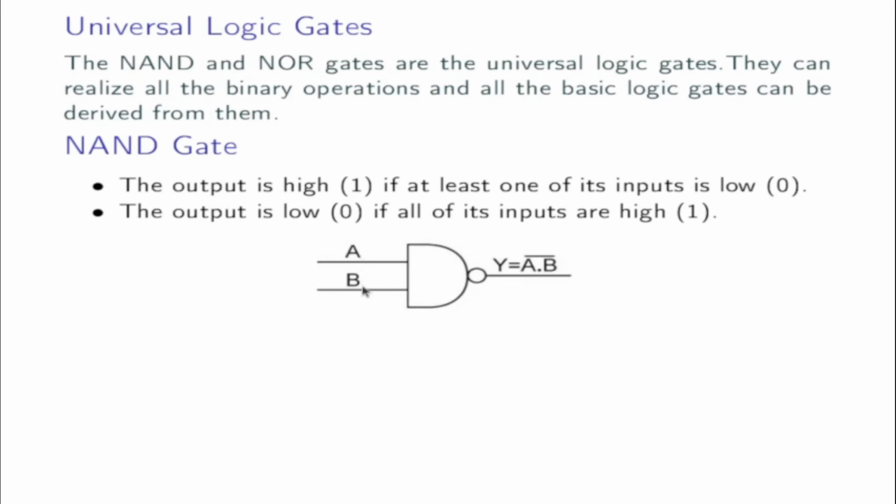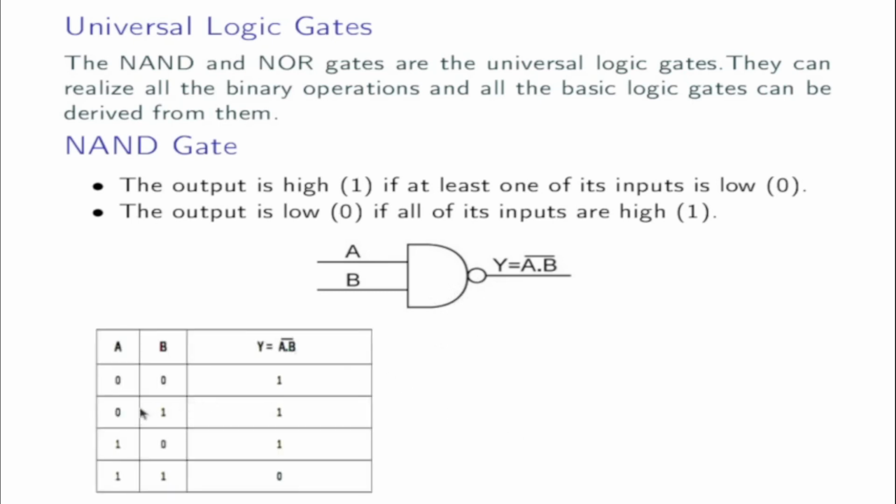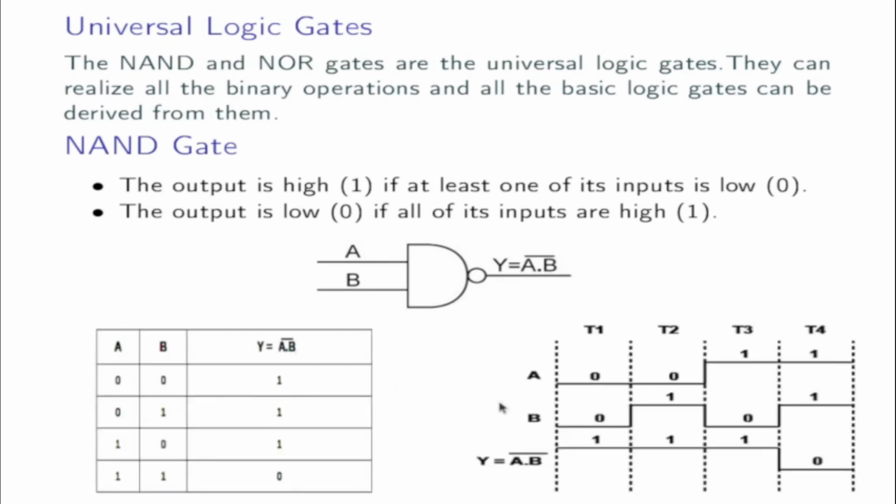A and B are the inputs. So this is A and B, all bar, is the output. This is the NOT gate, and with the NOT gate is the NAND gate. So this is the truth table and this is the timing diagram.